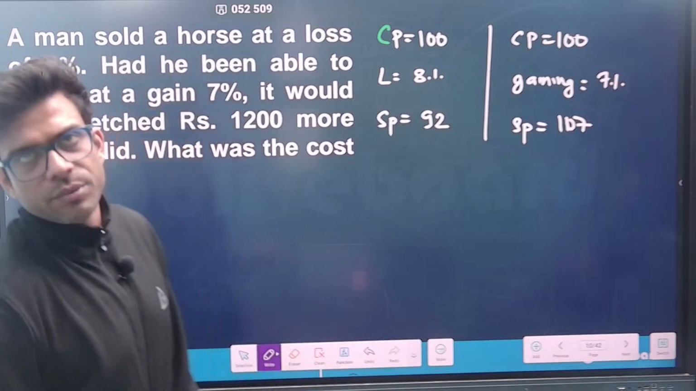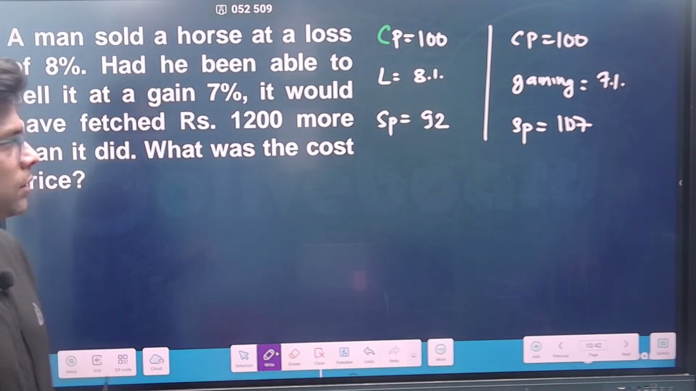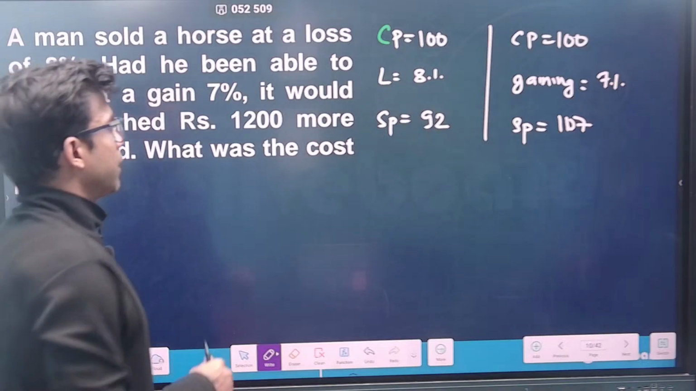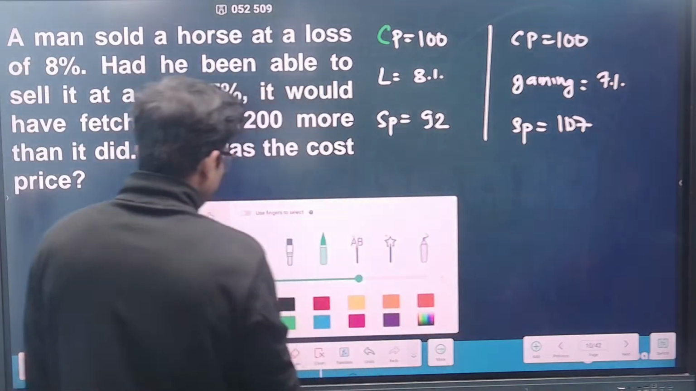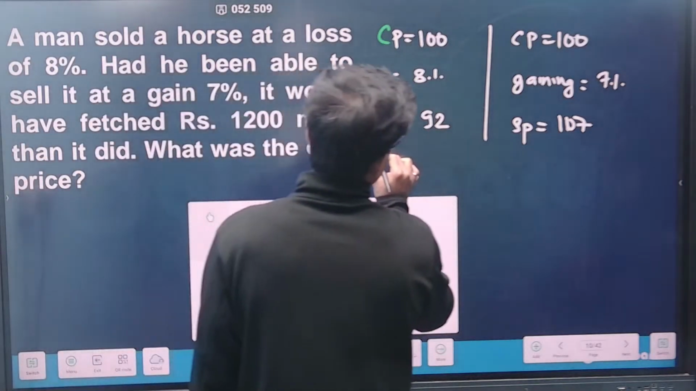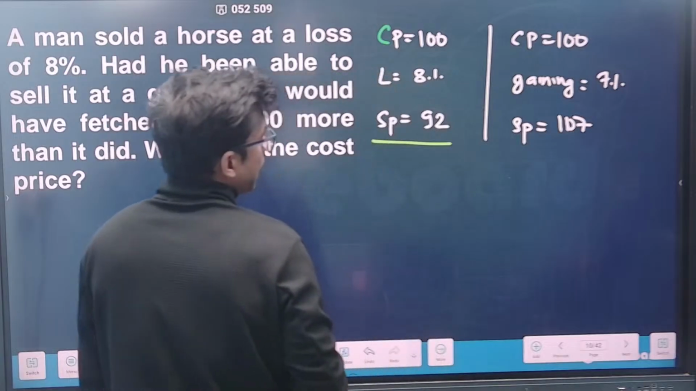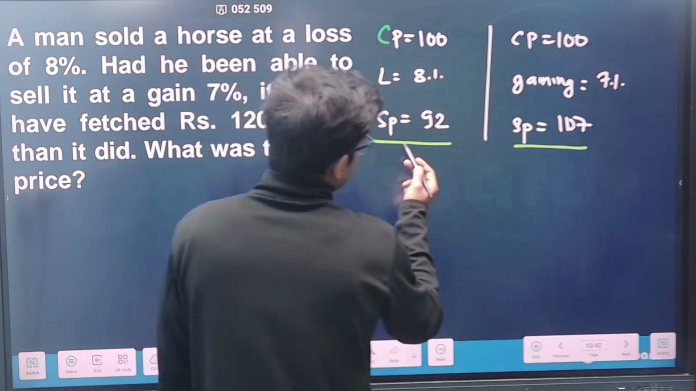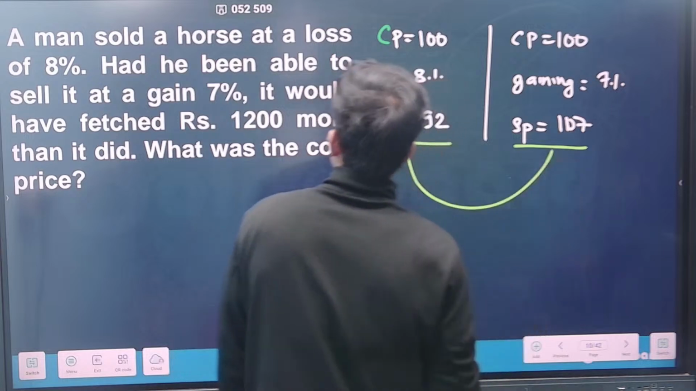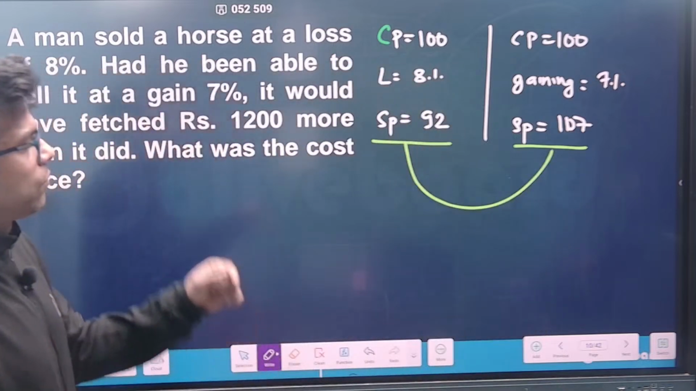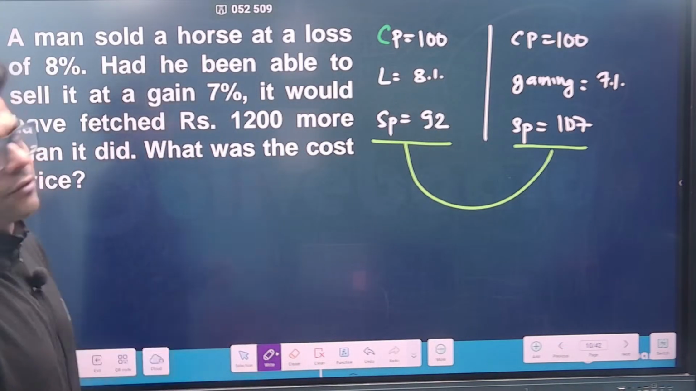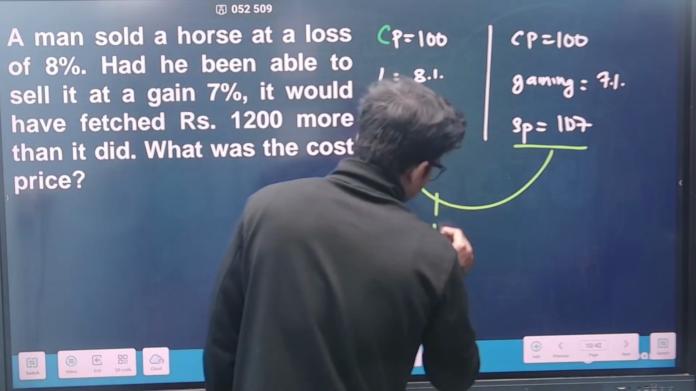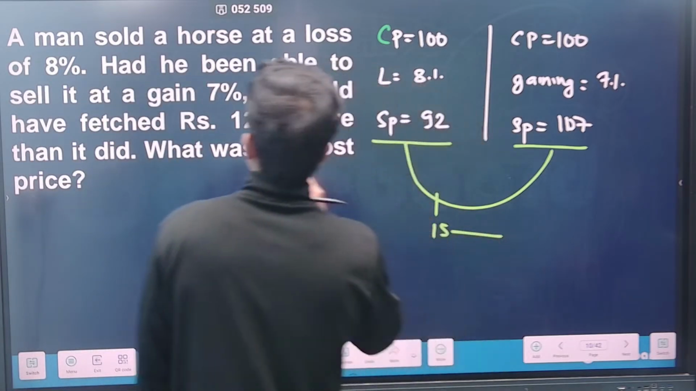107, the selling price would be correct, na? I hope. Now it would have fetched rupees 1200. Now the point is that if the selling price would be 92 and if the selling price would be 107, the increase in the selling price is basically how much? From 92 to 107, it's 15, correct? So I would say the 15 difference is given to me 1200.